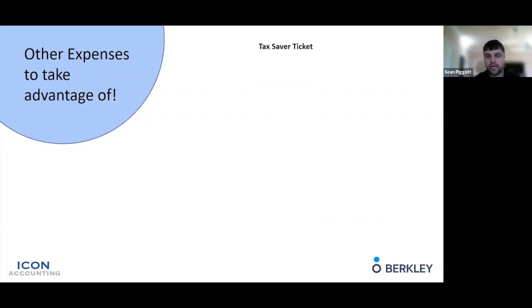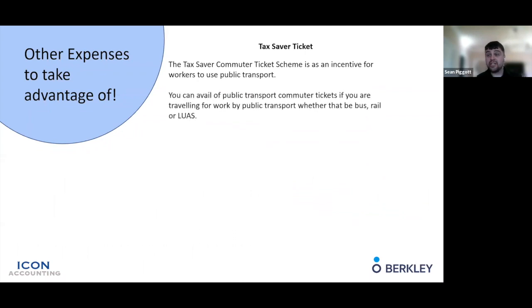Another one that's coming up, and it's becoming more common in the last couple of weeks as companies start to try and get people back to the office, even if it is on a hybrid model, is the tax saver ticket. And the tax saver ticket essentially is an incentive for workers to use public transport. What it means is you can use any of the public transport methods. So if you're based in Dublin, obviously you've got a few more options than you would certainly in Wexford anyway. But again, it means that whether it be by bus, by rail, or even by Luas, you can essentially expense the cost of the ticket.